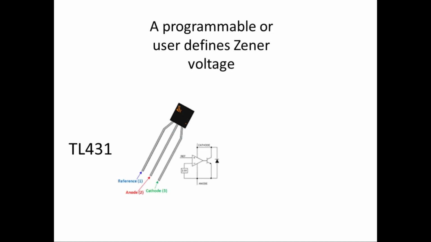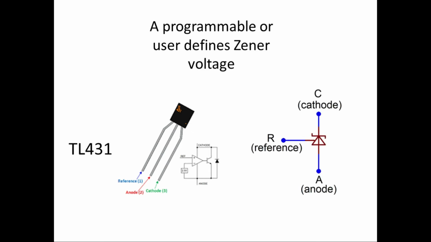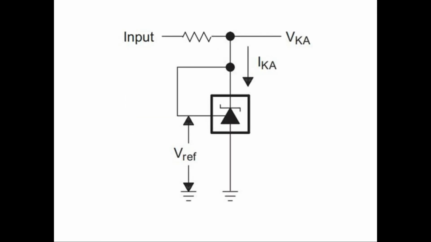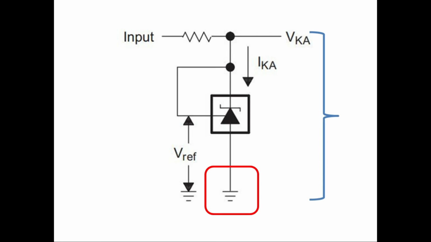A programmable or user-defined Zener voltage can be achieved if one uses TL431. As it is shown in this diagram, TL431 has three different pins, namely reference pin, cathode pin and anode pin. The voltage across the cathode and the anode is a function of the voltage that is applied to the reference pin. So let us consider this diagram. In this diagram, the anode of TL431 is connected to the ground of the circuit and the output is taken from the cathode with respect to the circuit ground.